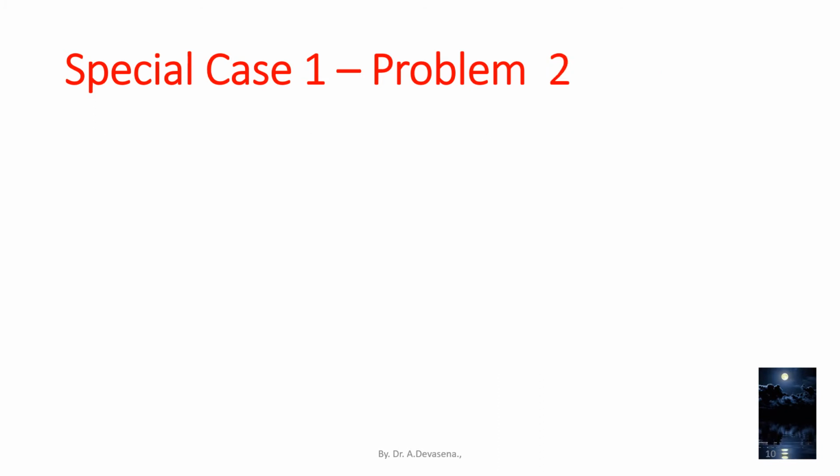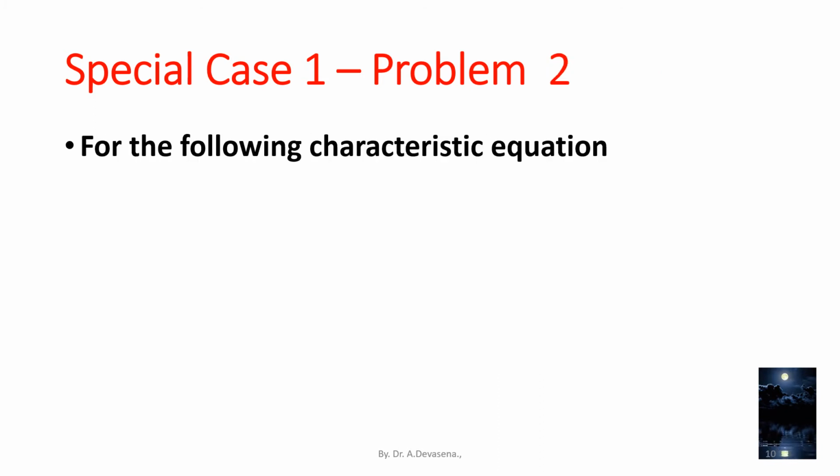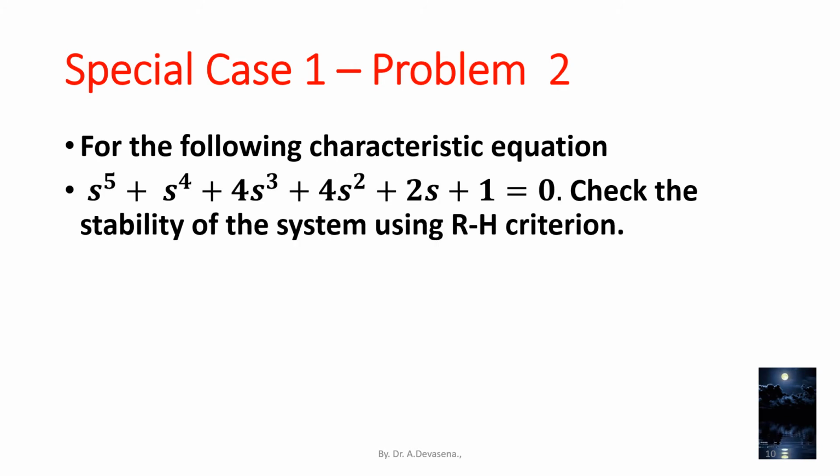Special case 1, problem 2. For the following characteristic equation, s power 5 plus s power 4 plus 4s cube plus 4s square plus 2s plus 1 is equal to 0, check the stability of the system using RH criterion. The solution for this problem.